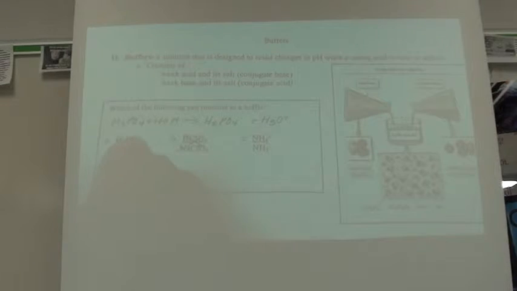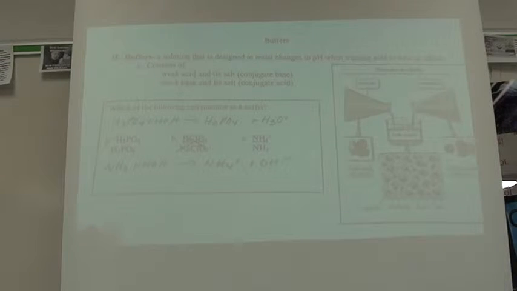And now we have this. This is a weak base and its conjugate acid. Does it make a good buffer? Yes, it does make a good buffer. So the buffer is like a weak acid and weak base? Or rather, it's a weak acid and its conjugate, or a weak base and its conjugate.